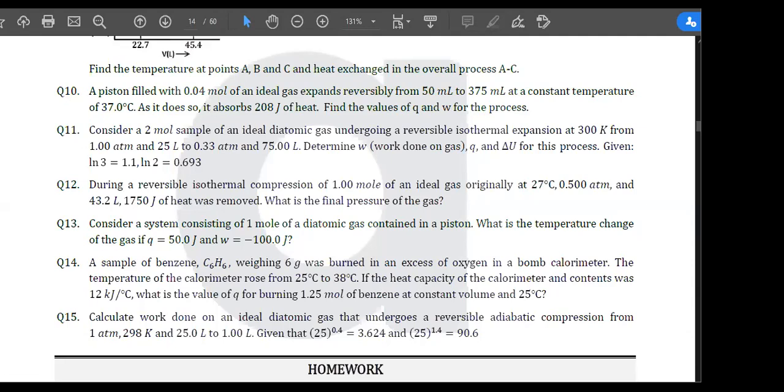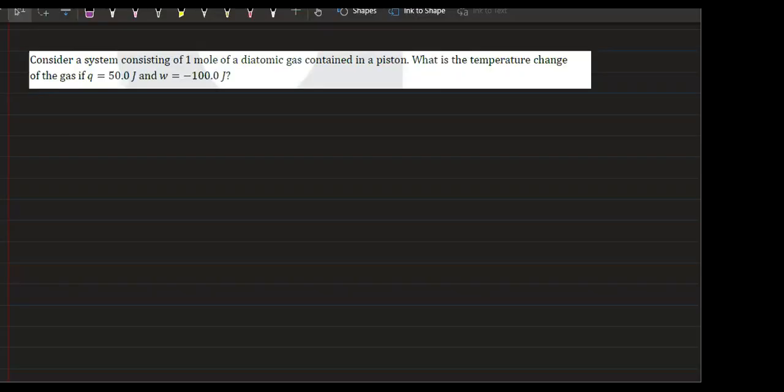ओके, पहले क्वेश्चन 13 देखते हैं. Now see question number 13, right? So write down the information. n is equal to 1, diatomic gas. So Cv is equal to how much? Tell me.